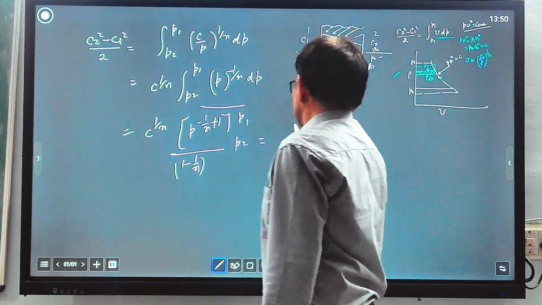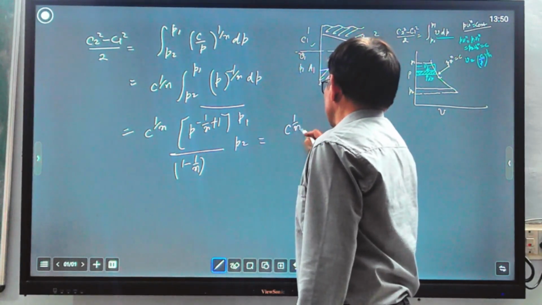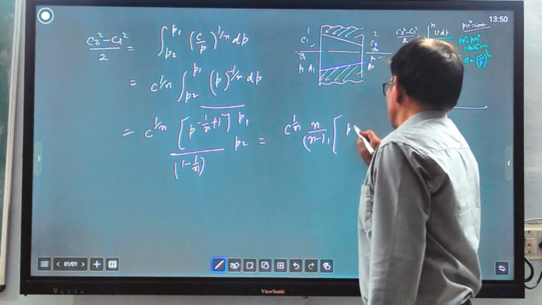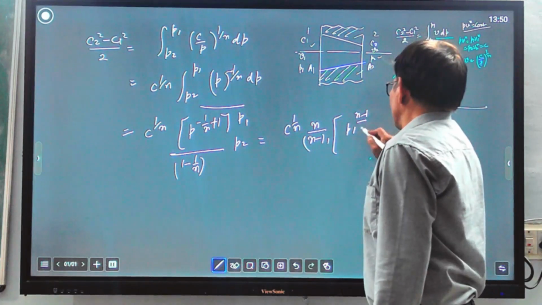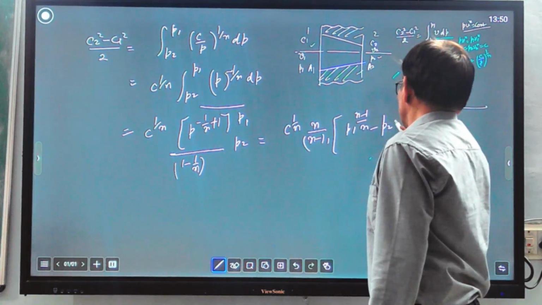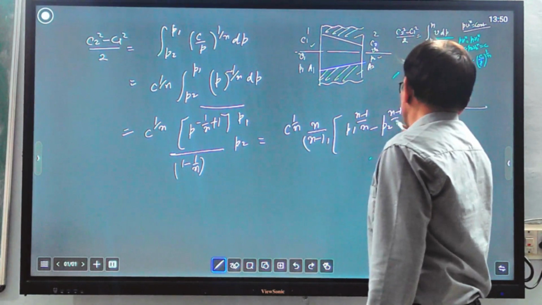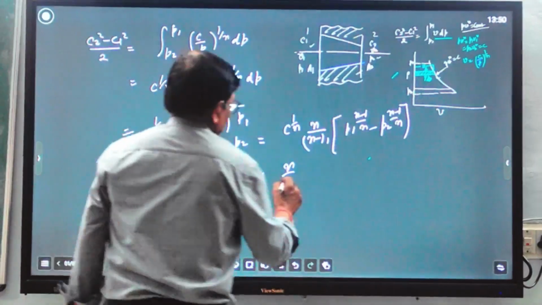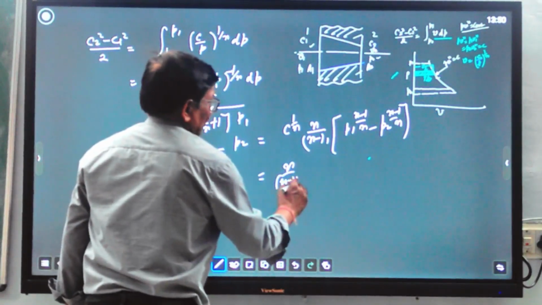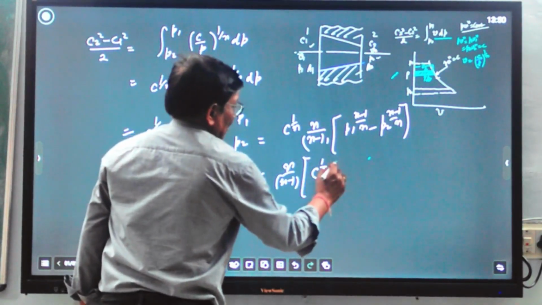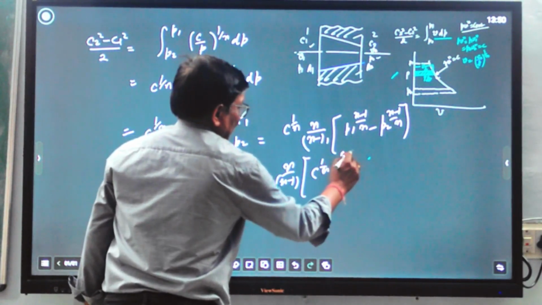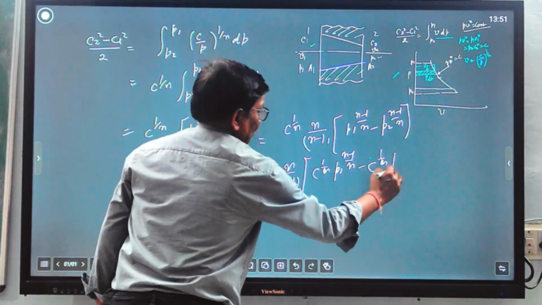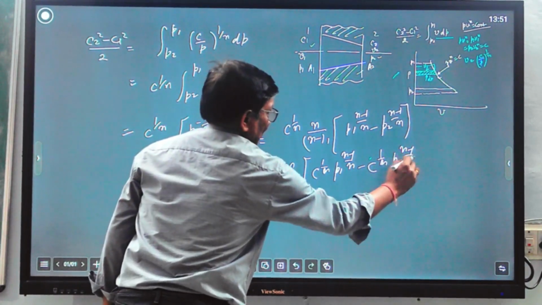Simplifying this, c to power 1 by n upon n minus 1, and the limit will be p1 to power n minus 1 upon n minus p2 to power n minus 1 upon n. Multiplying this by the constant, we get n upon n minus 1, c to power 1 by n, p1 to power n minus 1 upon n minus c to power 1 upon n, p2 to the power n minus 1 upon n.